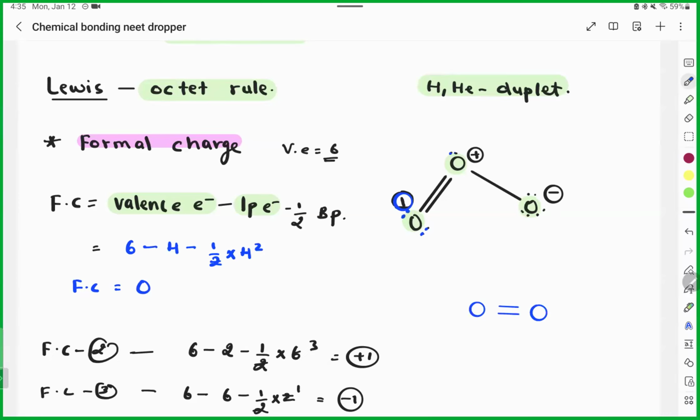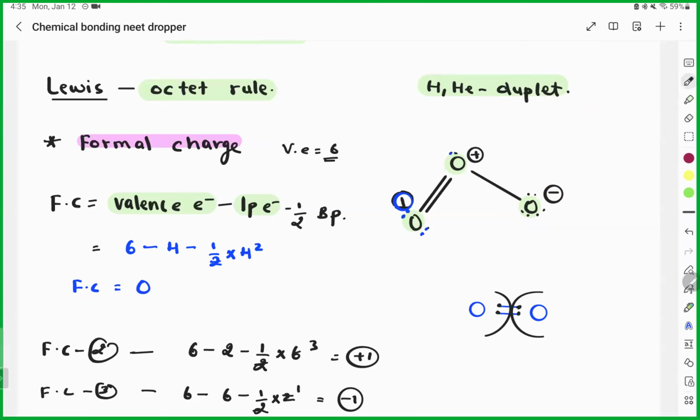So what will happen in this situation? In this situation, there are 4 electrons in the bond pair. 2 electrons belong to this oxygen, 2 belong to this oxygen. Correct? So total 4 electrons. That's why we take half of the bond pair. That's how we calculate.